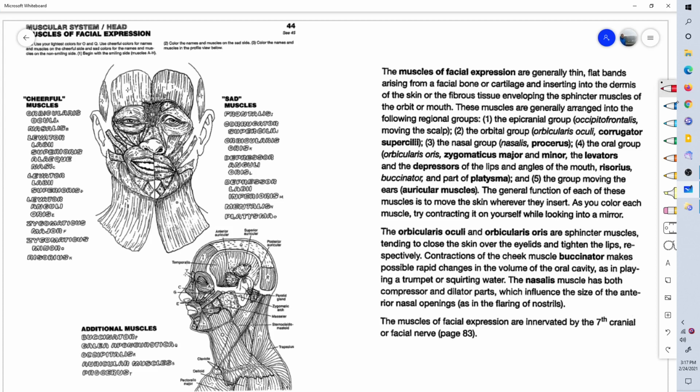The muscles of facial expression. Muscles of facial expression can be categorized into two categories: the cheerful muscles and the sad muscles. Let's start with the cheerful muscles.